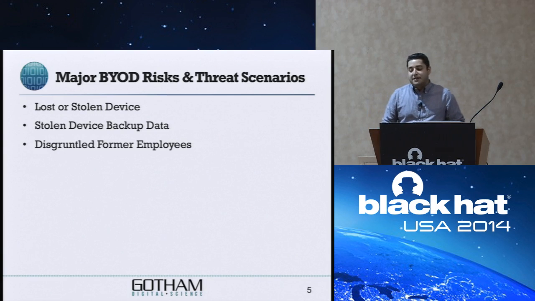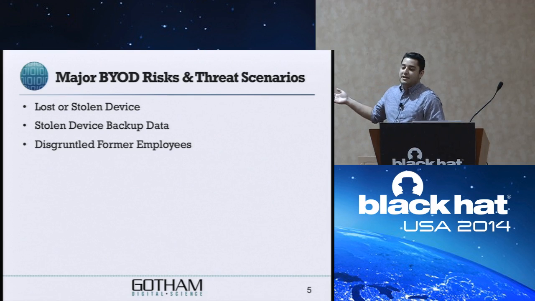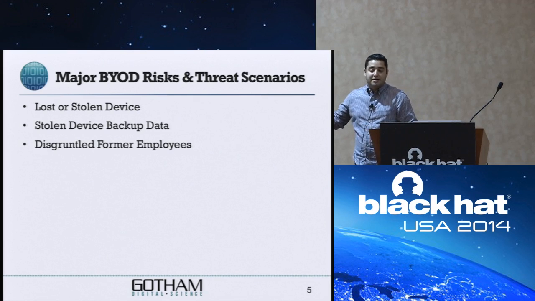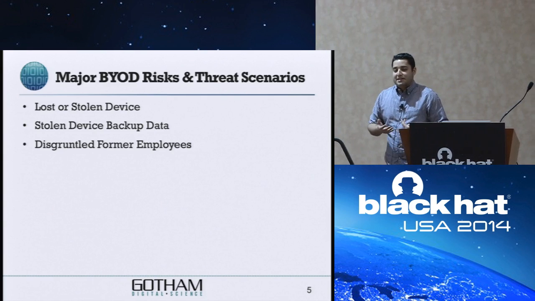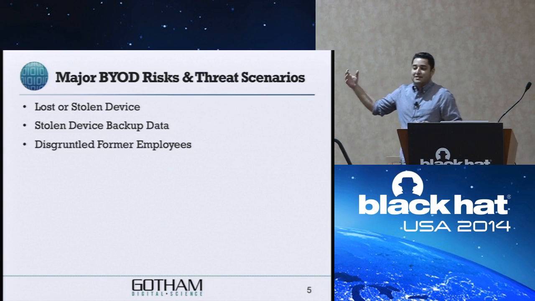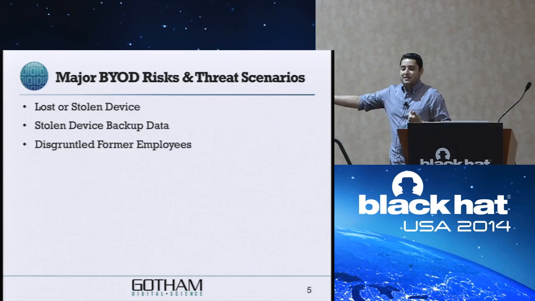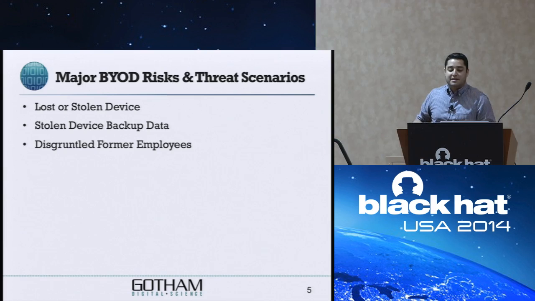Disgruntled former employees. You have an employee who works for your company. One day he's gone the next day. He might be angry, got fired, or just left. There should be some security controls in place for an organization to say, all right, he's no longer working for us. Even though he had data on his device, there should be a way for me to wipe it, for example, and prevent that device from accessing our networks.